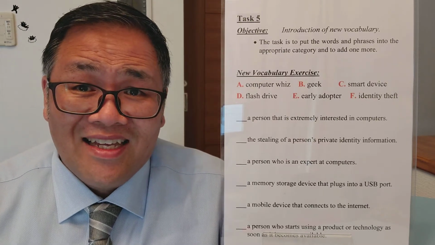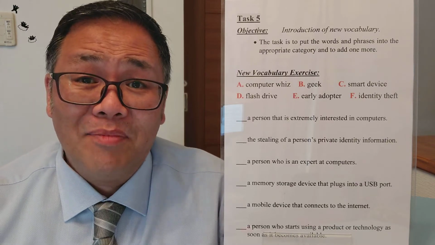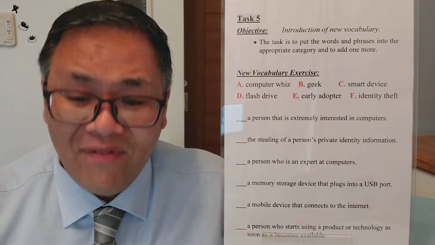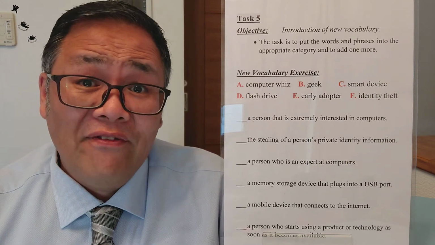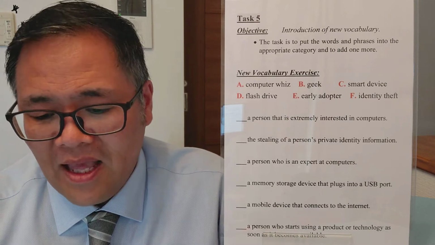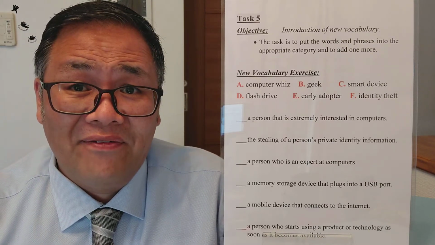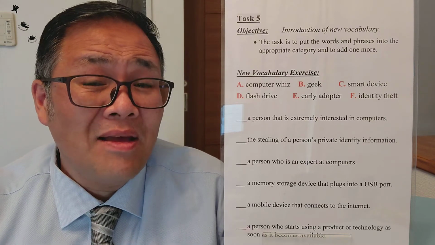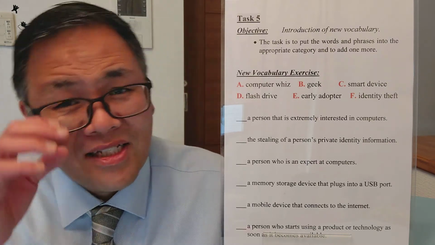A, computer whiz. What is a computer whiz? B, what is a geek? C, a smart device. D, a flash drive. And E, early adopter. And F, identity theft. Those are maybe 6 new expressions that you may be unfamiliar with, so please check them in the dictionary.